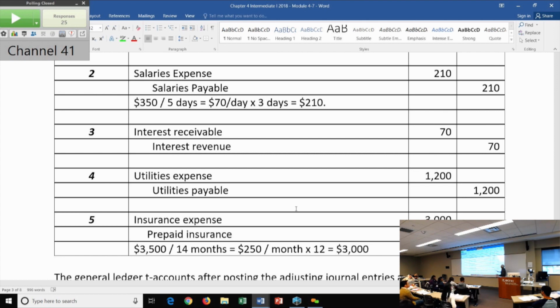So just to review, we've got a couple of deferrals in there, a couple of accruals. That takes us through, I guess, almost all the possibilities. So any questions on any of those before we take a look at what happens with that information? So you've got those journal entries that have to be made. Okay, so any questions on any of the adjustments?